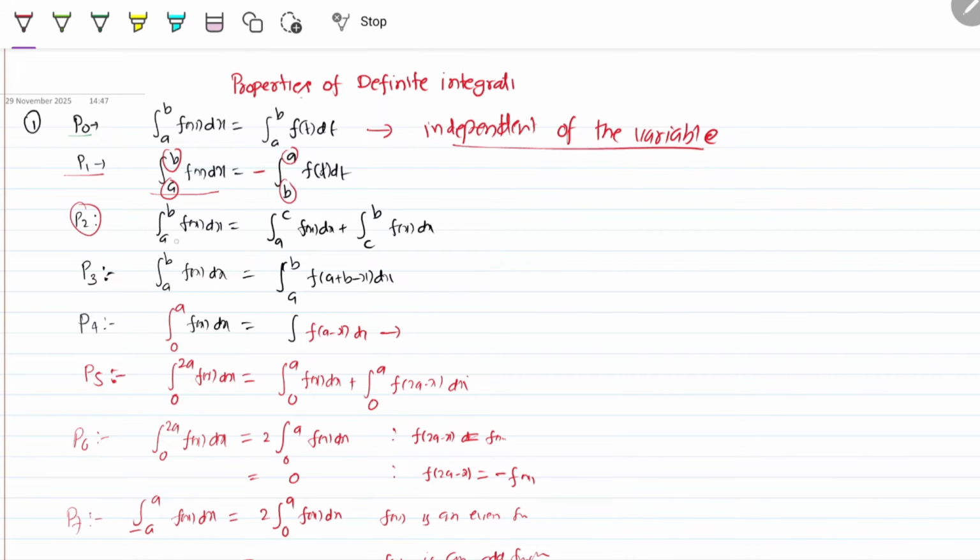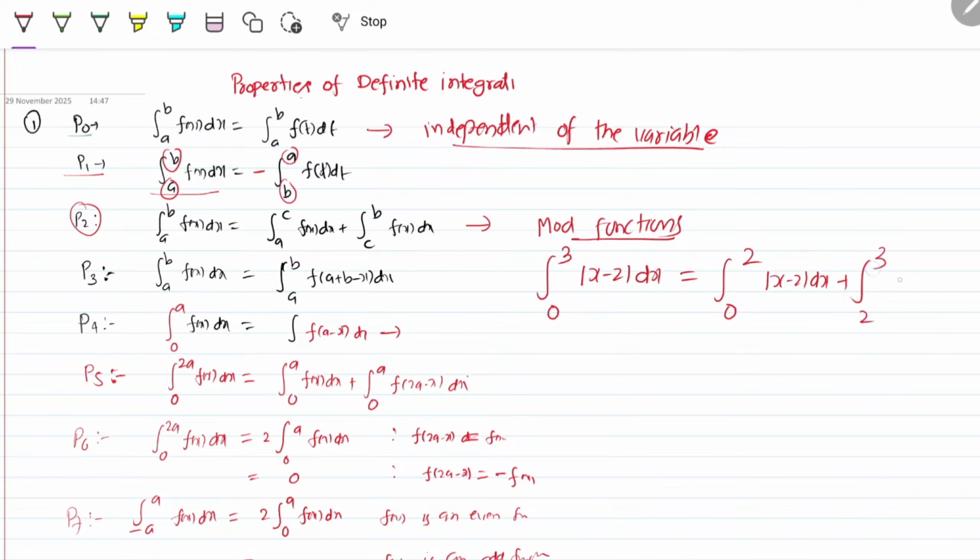According to the P2 property, if your integral is a to b of f(x) dx, then it can be written as a to c of f(x) dx plus c to b of f(x) dx. And where will we use this property? Usually in the mod function, the absolute value function. For example, if you have 0 to 3 of |x minus 2| dx, then by using this property, since your function breaks at 2, you can write 0 to 2 of |x minus 2| dx plus 2 to 3 of |x minus 2| dx. And then using the properties of the mod function, you can evaluate this integral.